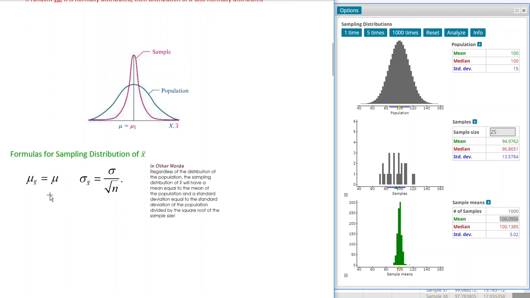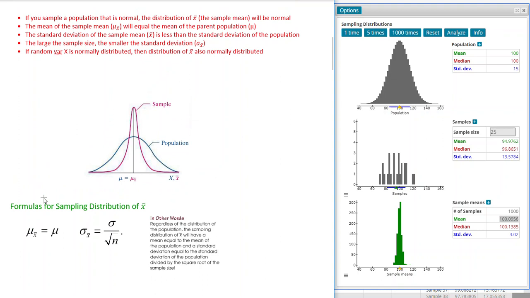And we can summarize that information using these 2 formulas right here. These are the formulas for our sampling distribution of our sample means. So, like we say in this second bullet up here, the mean of our sample means, mu of x bar, is always going to be equal to the mean of our population. We saw that the center of our population's distribution is the same as the center of our sample distributions.